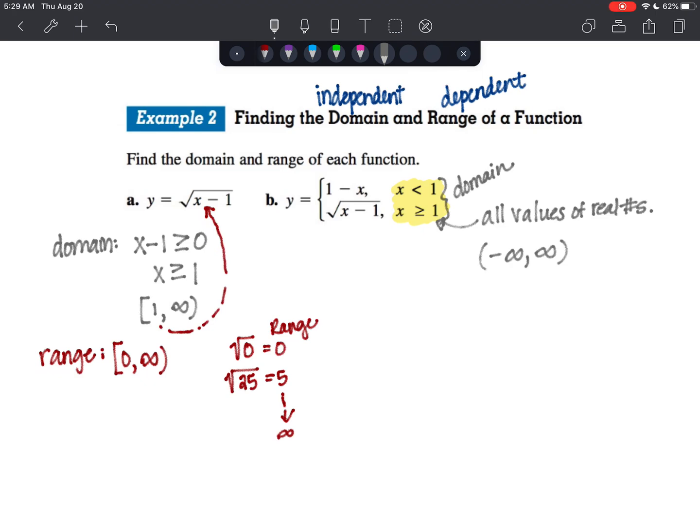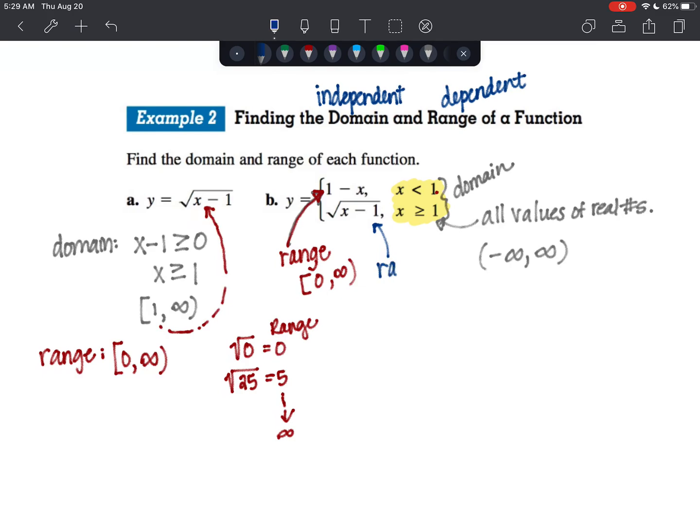Well, what's going to happen when we put those negative numbers in, those numbers that are less than 1? Well, when we put numbers less than 1, the range is going to be negative infinity. Actually, it's going to be positive infinity. So when we put those negative numbers in for x, we're going to get larger numbers out. So we're going to go all the way up to positive infinity. When we put that lowest value in of 1, we're going to get 0 out. So the range for that first piece is 0 to infinity.